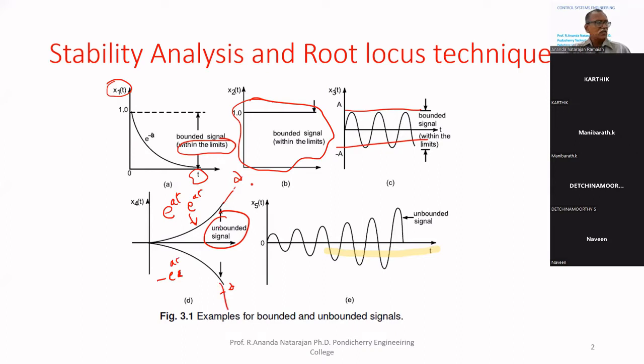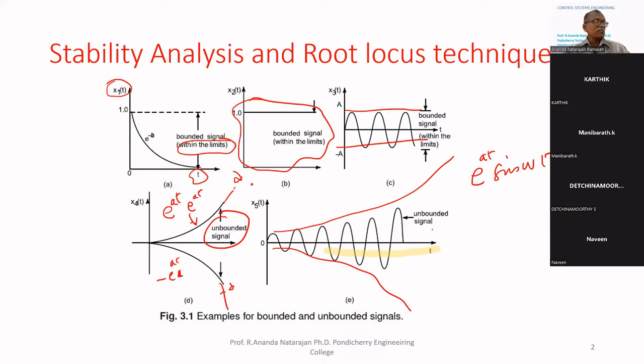This is also an unbounded signal. We see that this is a sinusoidal signal, but its amplitude goes on increasing: e power at sin omega t. Its amplitude goes on increasing. Again, an unbounded signal. So these are all examples of unbounded signals.